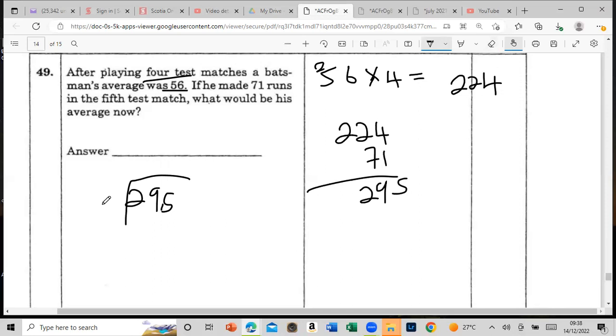It's supposed to be 5, as I was saying. So 5 into 29, you can get 5 times. So 5 times 5 is 25. Subtract, you get 4. Bring down the 5, divide by 5, 5 into 45 is 9. So his average is supposed to be 59.